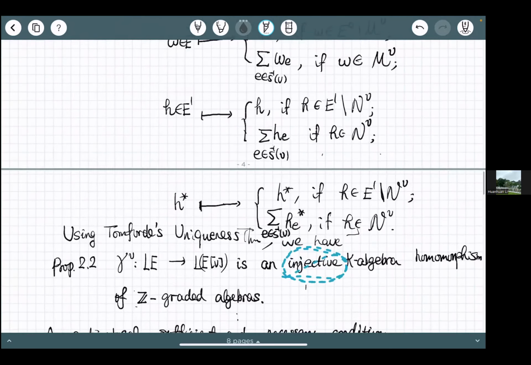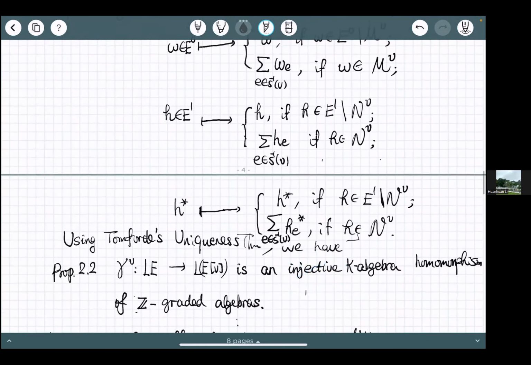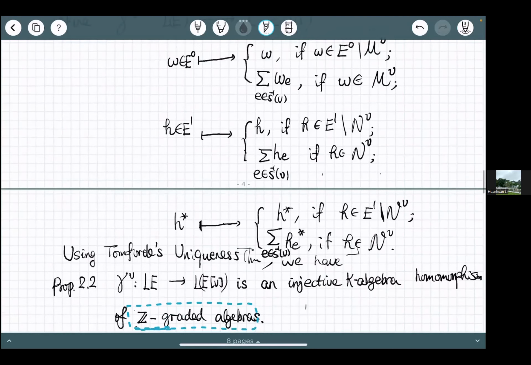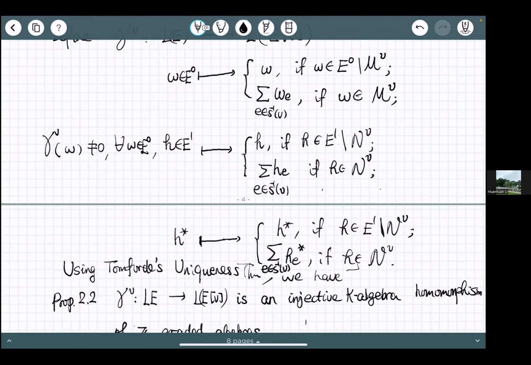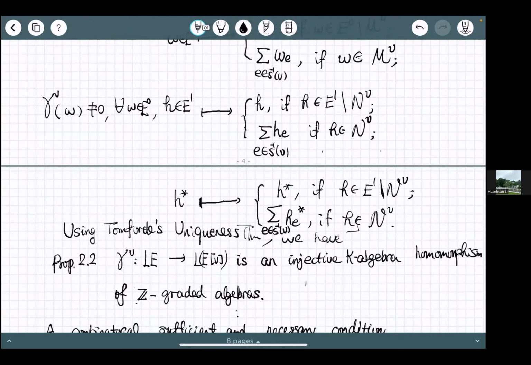algebra homomorphism. So you mean you are always over a field, right? Yes, they are always. This is the Cuntz-Krieger uniqueness theorem, used for Z-graded algebras. When the image gamma V of the vertex W is non-zero for any vertex, then we can deduce that gamma V is injective. This is the uniqueness theorem for the Z-graded case.